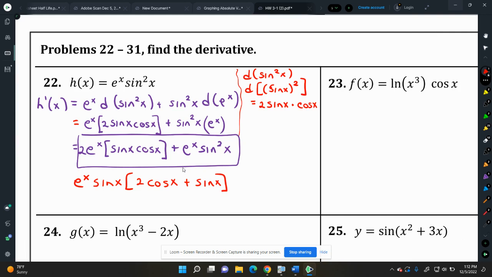Why can't you move the other e to the x with the first e to the x? So there's the plus e to the x. Why can't you move that with the 2 e to the x? You're talking about right here? Yeah. They're not like terms, because this is e to the x sine x cosine x. This is e to the x sine squared x.